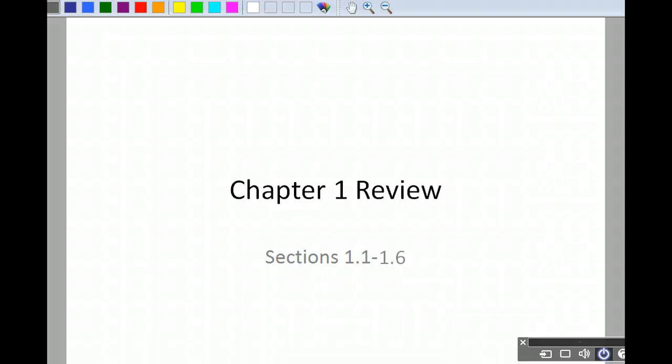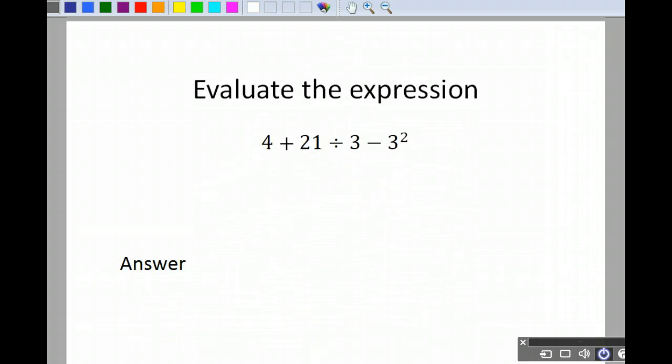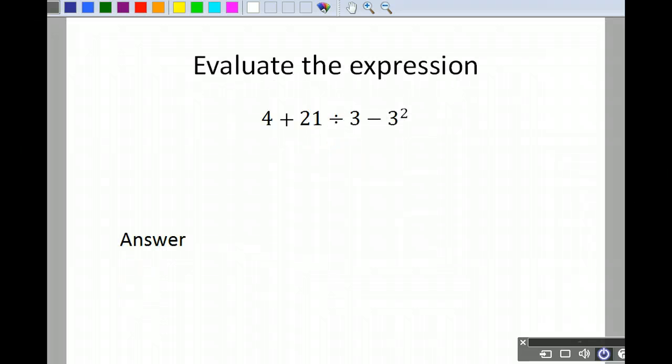Hey, this is our review for Chapter 1 for our test that we have over sections 1.1 through 1.6. So I have a copy of this Windows Journal document, and you'll notice that there's a portion that says answers, and if you erase, you'll be able to find the answer for all of the problems.